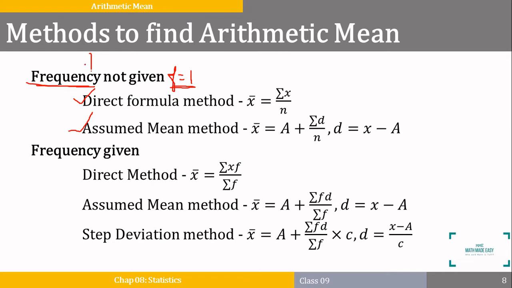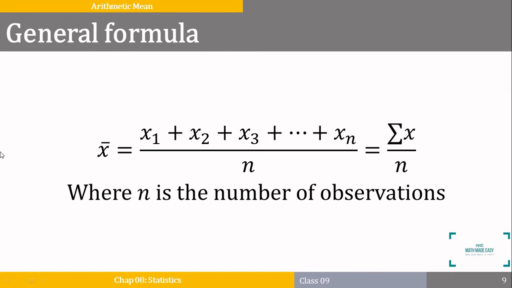In the direct formula method, you sum all the observations and divide by n, and in the assumed mean method you assume a mean freely from the given observations, calculate the deviations of the observations from that assumed mean, and then find the mean by using the given formula. Right, so we'll get on with problems describing how to find arithmetic mean. In general, we denote arithmetic mean as x bar, which is the sum of all observations divided by n, or mathematically, summation x divided by n. So x1, x2, x3 and so on up to xn are the n observations, and n is the number of observations. So let's get started with the problem.